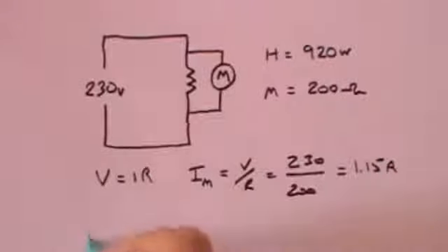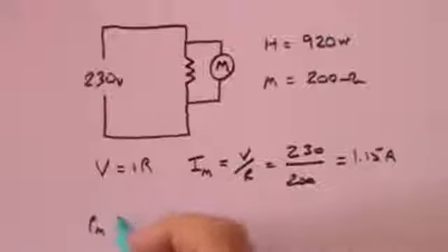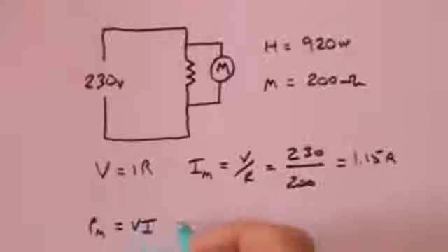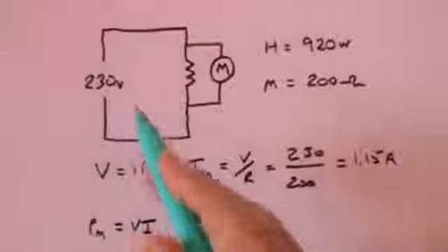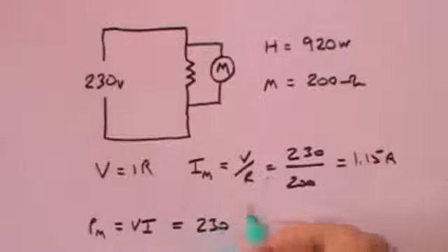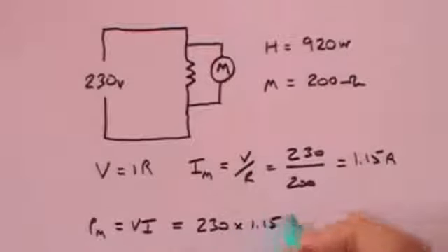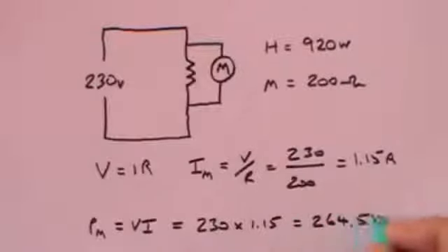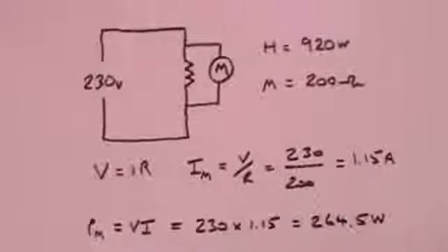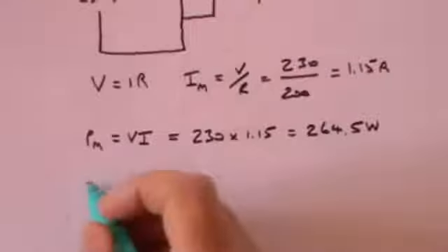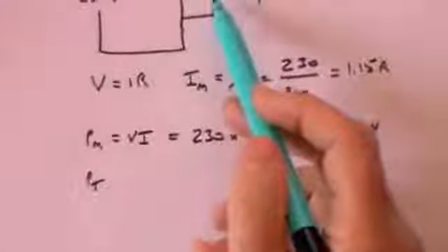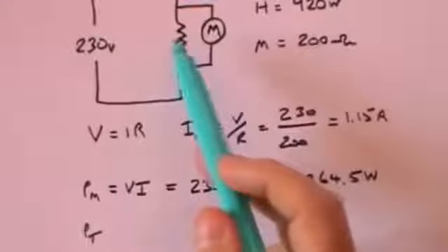The power of the motor is the second thing that we're asked. And power is voltage times current. The voltage is 230 volts. The current through the motor we've just calculated is 1.15, and that comes to 264.5 watts.